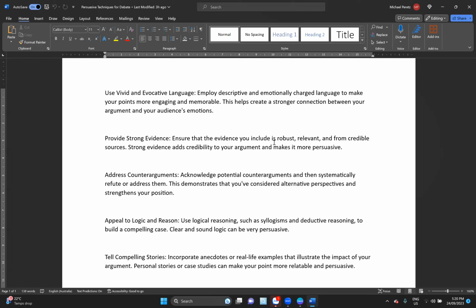So the first one is use vivid and evocative language. So vivid just means really clear, bright, and obvious. So we're using obvious and deliberate language. And evocative means to evoke something. So to try and get your audience to feel a certain way. I'm trying to evoke a response. So employing descriptive and emotionally charged language to make your points more engaging and memorable. This helps to create a stronger connection between your argument and your audience's emotions.